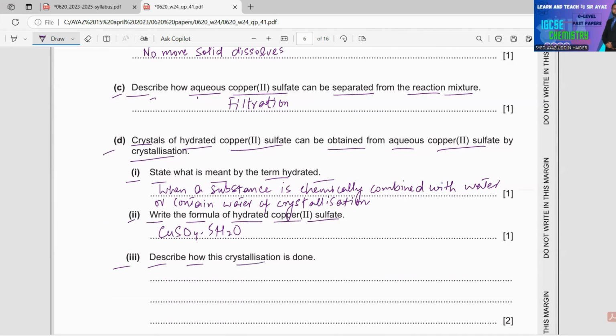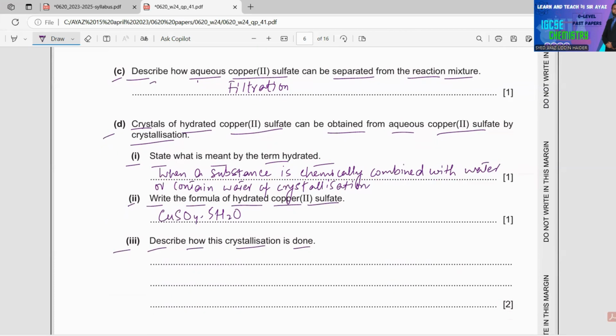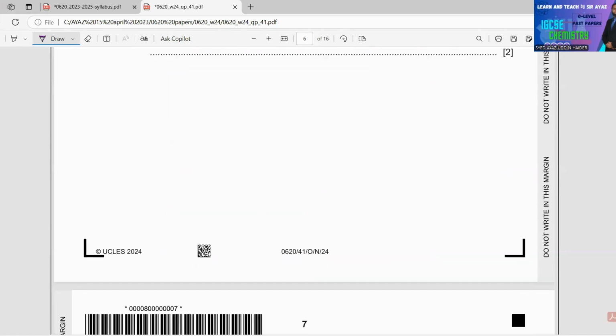3. Describe how this crystallization is done. So in the first step, you have to heat the solution to saturation point. Then you will cool it down. You can't dry it because in this case, it will lose its water of crystallization.